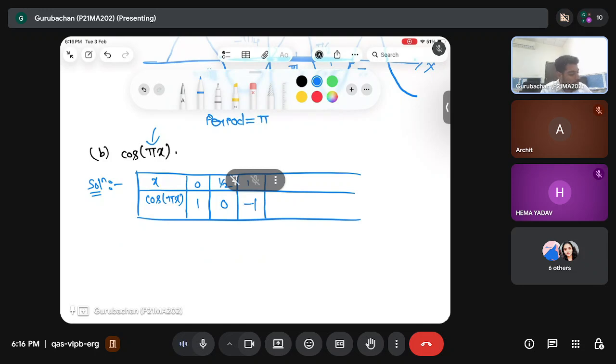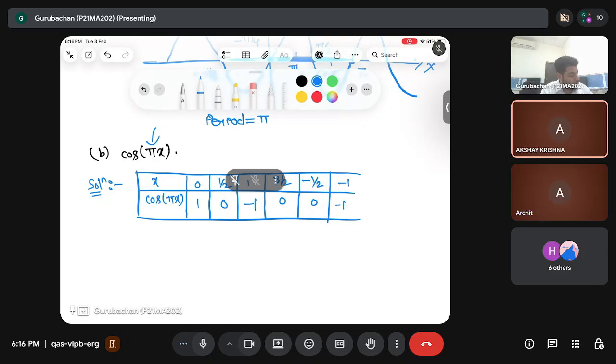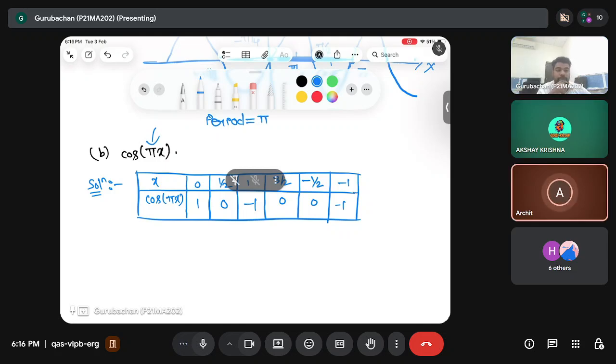In the same way, let me go one more value at 3 by 2. 3 pi by 2, it will be again 0. And for minus half, it will be 0. And for minus 1, it will be minus 1.